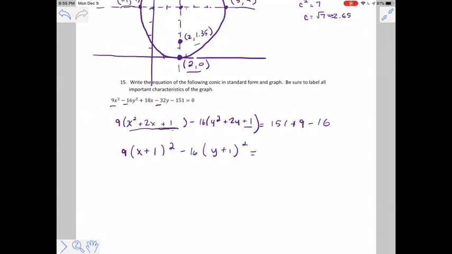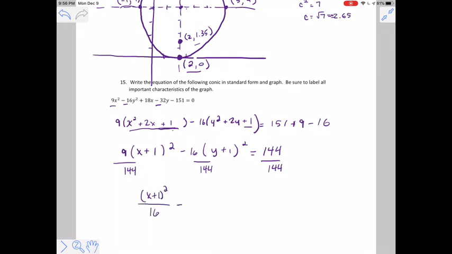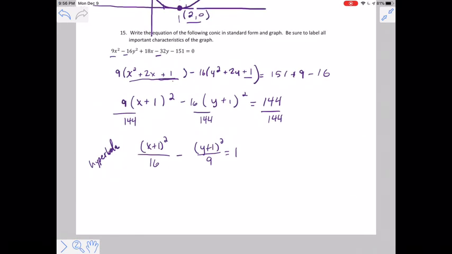Then 151 plus 9 minus 16 is 144. So divide everything now by 144. So this is a hyperbola, because of that minus sign there. We could have also used the conic identification theorem, which you have on one of your formula sheets, to figure out it was a hyperbola. Still, you would have to have completed the square to get this into standard form so you could graph it. And we've got a horizontal translation to the left one, and then down one.